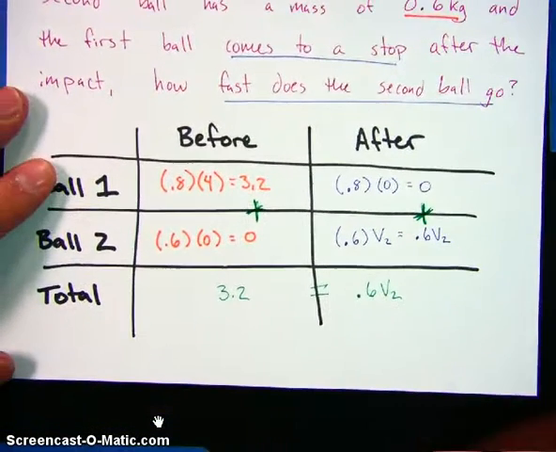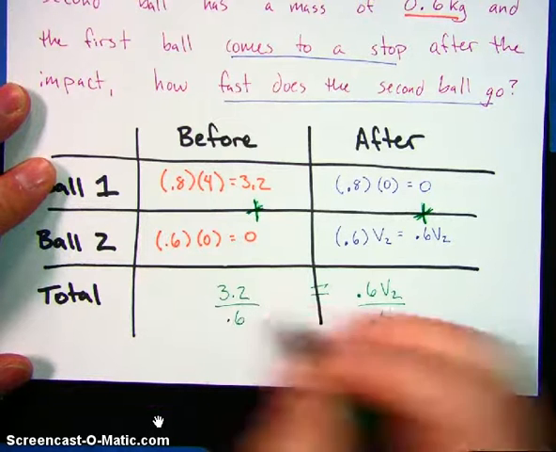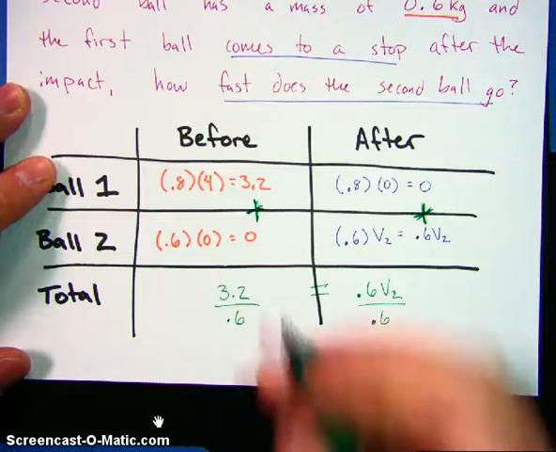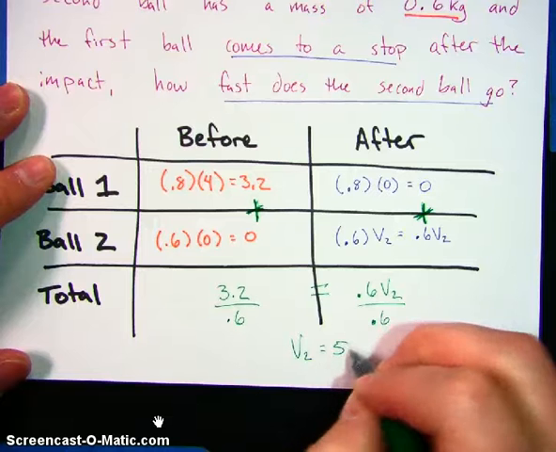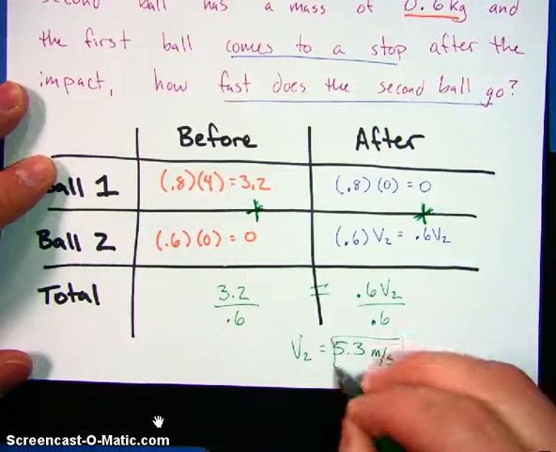In order to solve this, we have to divide both sides by 0.6. We go to our calculator, and we go 3.2 divided by 0.6, and we get 5.3. So the velocity of our second ball was 5.3. Don't forget units, we did velocity, so that's meters per second.